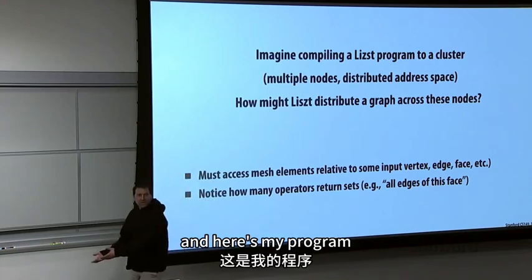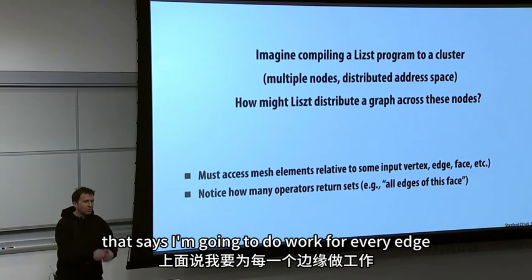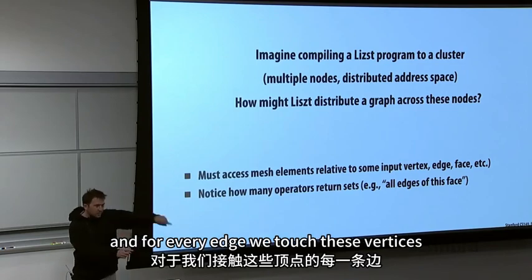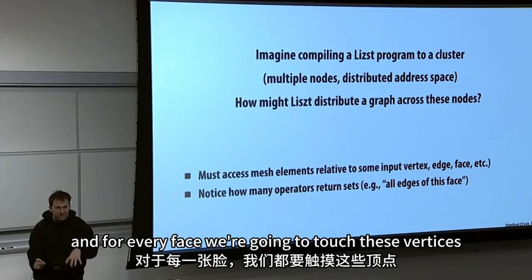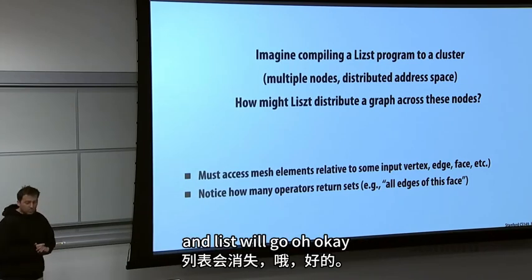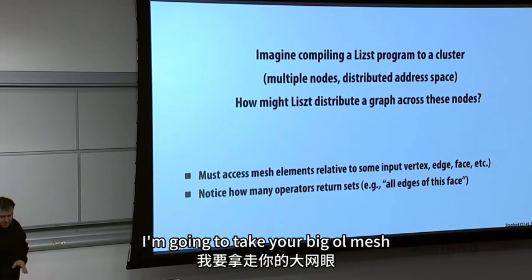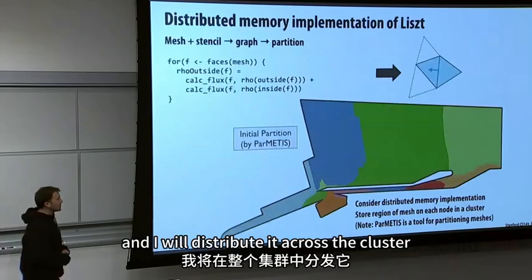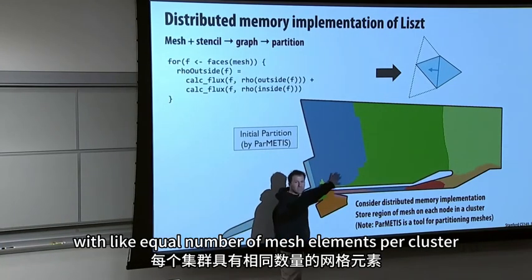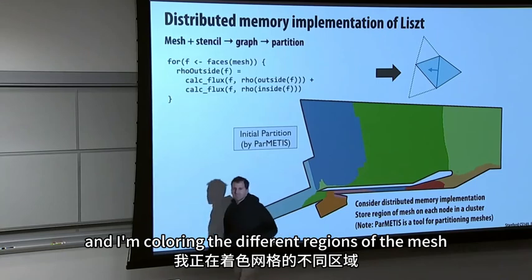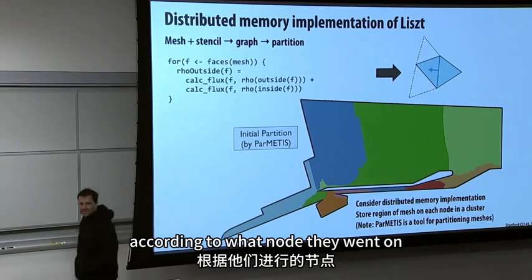And here's my program that says I'm going to do work for every edge, and for every edge we touch these vertices. Or I'm going to do work for every face, and for every face we're going to touch these vertices. And Liszt will go, oh, okay, I'm going to take your big old mesh and distribute it across the cluster with an equal number of mesh elements per node, and I'm coloring the different regions of the mesh according to what node they went on.